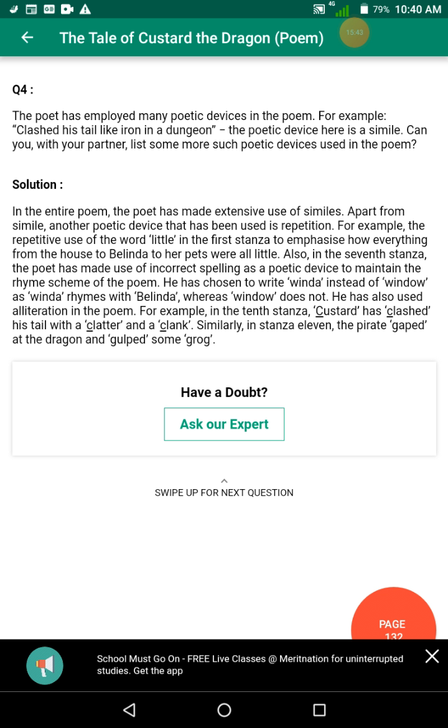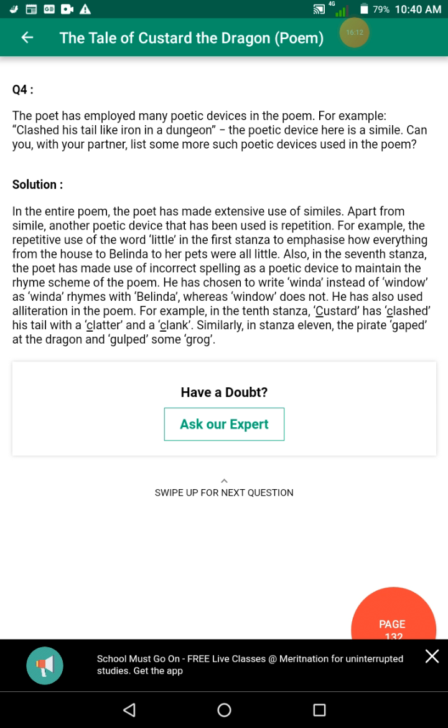Now, let us see he has also used alliteration. Let us see the alliterations used: Custard, clashed, clatter, clank. Pirate, gaped, gulped, grog. These are all used as alliteration.